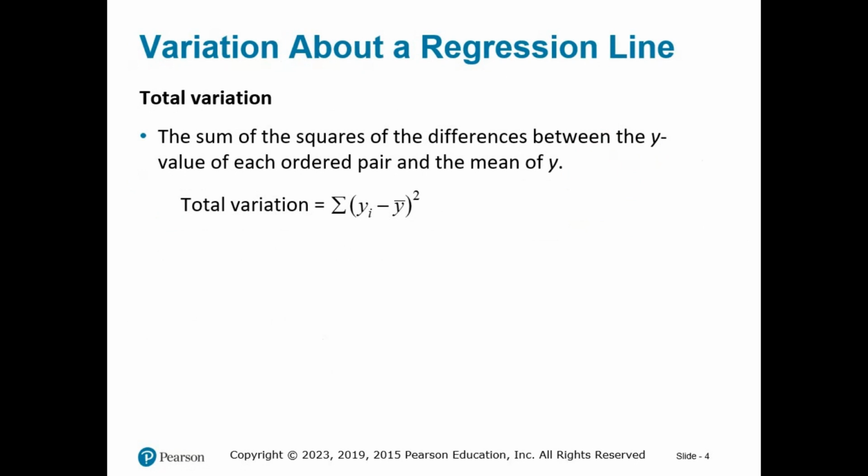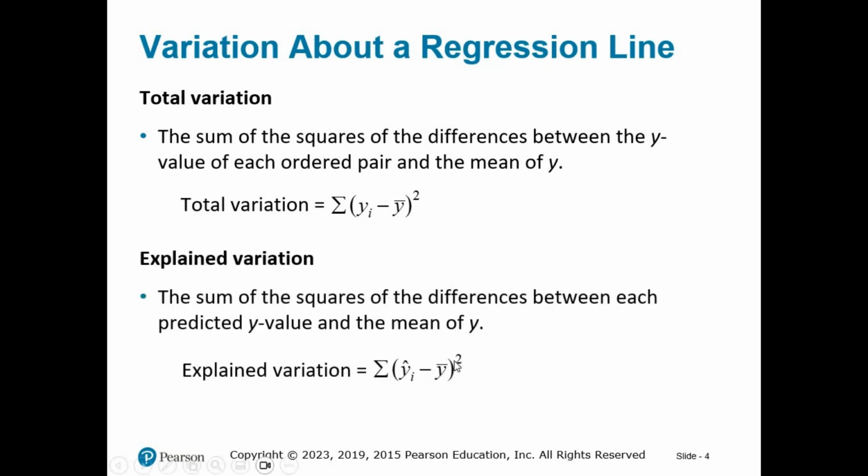The total variation is the sum of the squares of the differences between the y value of each ordered pair and the mean of y. So it's the sum of the differences of two of those types of y values we just saw, squared, and the two specifically are the observed values and the mean values. The explained variation is the sum of the squares of the difference between each predicted y value and the mean of y. So this is very similar to the previous one. It's a sum of the differences of two of those types of y values squared, and the two specifically are y hat or predicted y values and mean values.